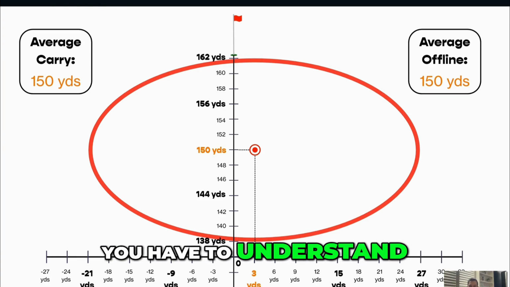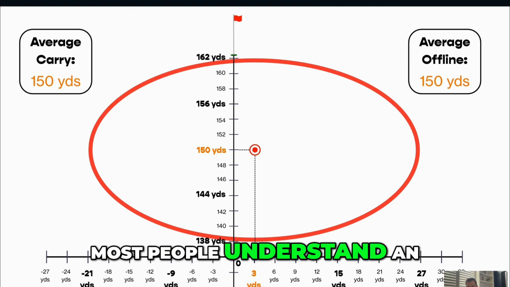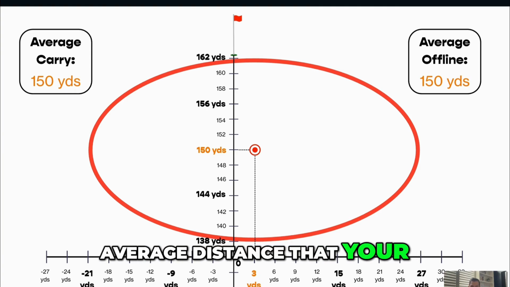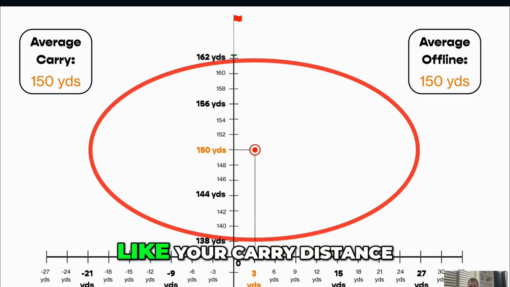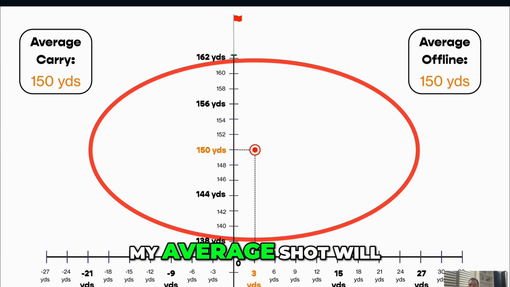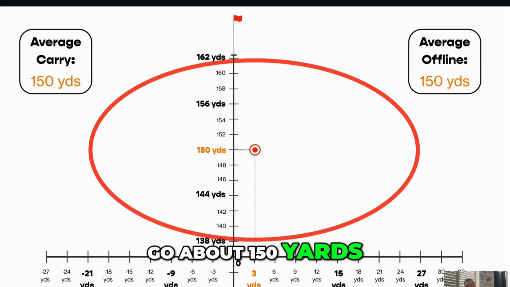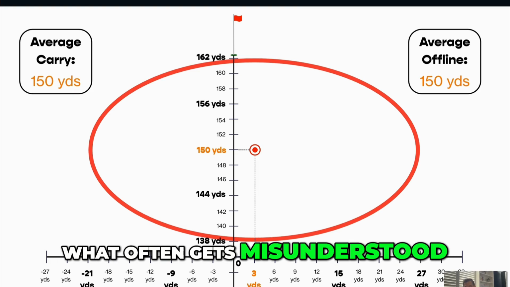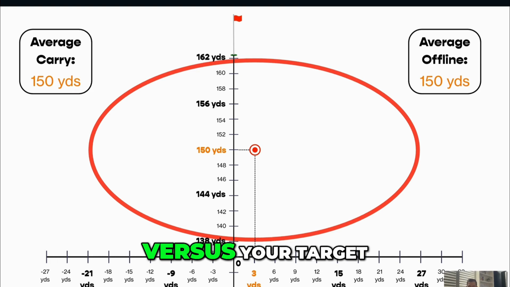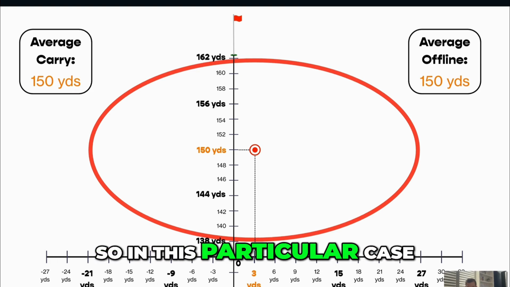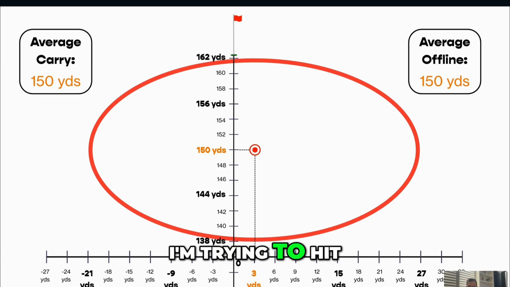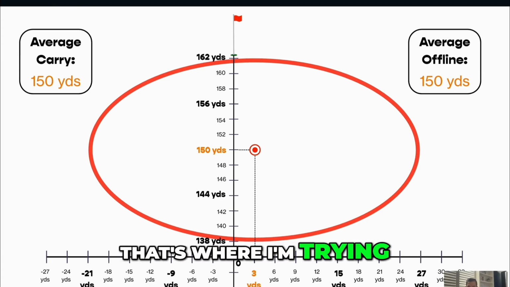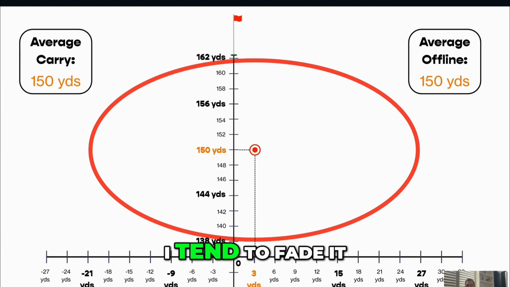The very first thing you have to understand are your averages. Most people understand an average distance that your shot will go in the air, like your carry distance. In this case, my average shot will go about 150 yards. What often gets misunderstood is your aim line versus your target. In this particular case, every single time I'm trying to hit it right at that flag, but I tend to fade it. So on average, my shots end up about 3 yards to the right of where I was trying to aim.